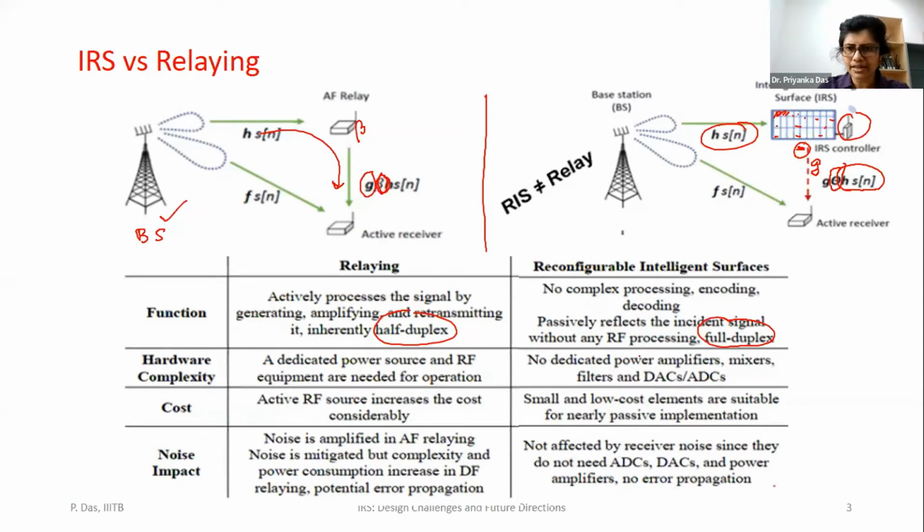Hardware complexity, as I mentioned, it doesn't require any dedicated RF element, dedicated RF chains, which is composed of DAC or ADC and so on. Cost wise, it is obvious that it will be smaller cost compared to deploying a relay versus deploying an IRS. The noise impact, it is not going to amplify anything, hence the noise is not going to get added or amplified, not boosted up.